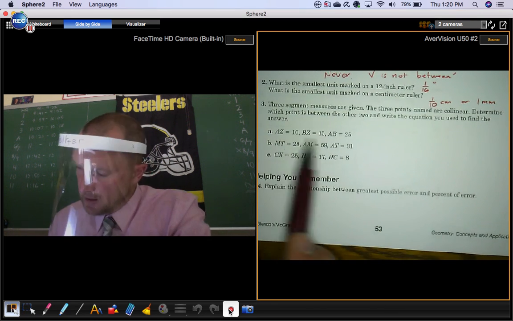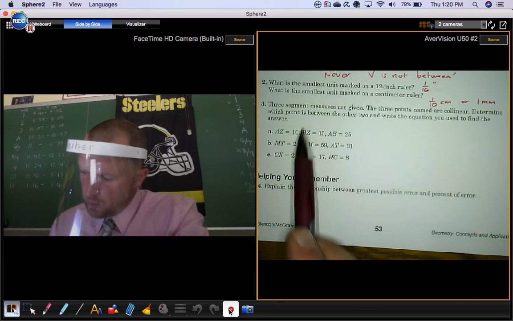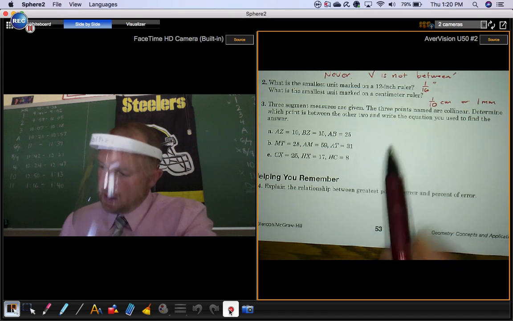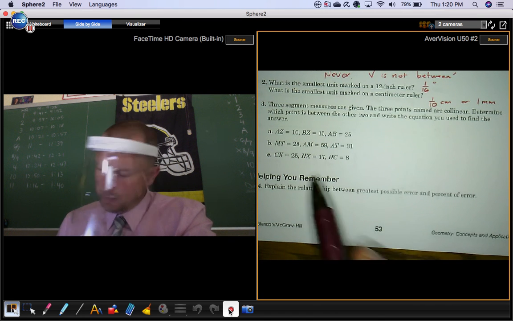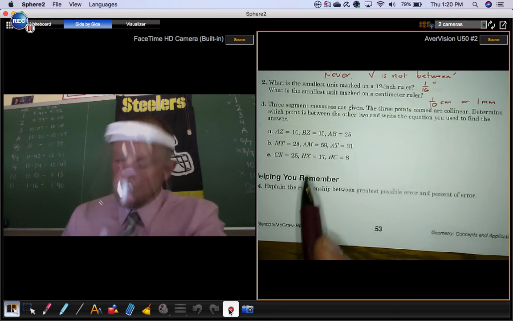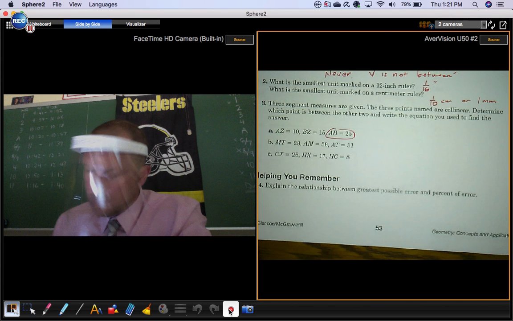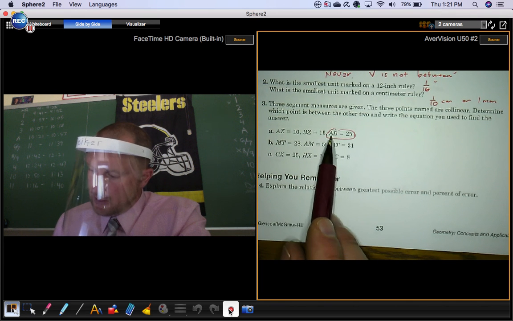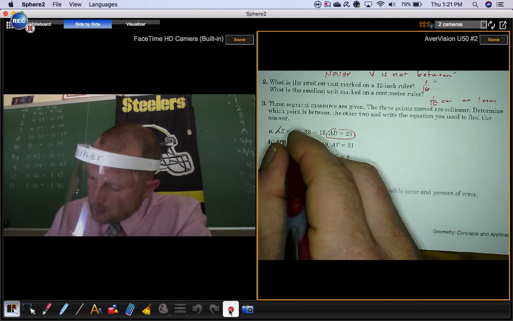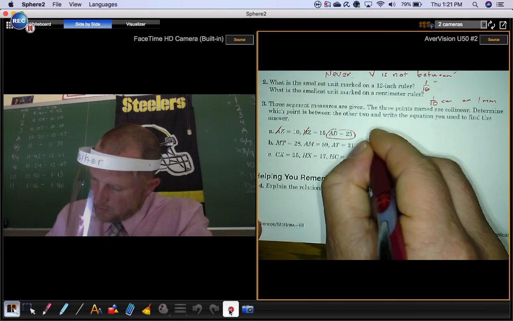Number 3, they give you your 3 segment lengths. The 3 points named are collinear. Which point is between the other 2? And then it says write the equation you need to find the answer. Well, you can do this really easy without an equation, but I'll show you the equation as well. That's your biggest length. So these are your endpoints. So the point that's between is point Z.